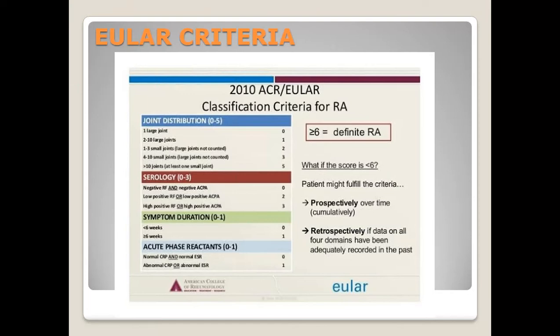What if the score is less than 6? The patient might fulfill the criteria over time, or retrospectively, if the data on all four domains have been adequately recorded in the past. So how do you say the joint distribution: whether one large joint, or 2 to 10 large joints, or 1 to 3 small joints, or 4 to 10 small joints, or more than 10 small joints, depending upon which the scoring is done. And on serology, you need to check rheumatoid factor, negative or positive levels. And the symptom duration is whether it's less than 6 weeks or more than 6 weeks. And the acute phase reactants like CRP and ESR levels.